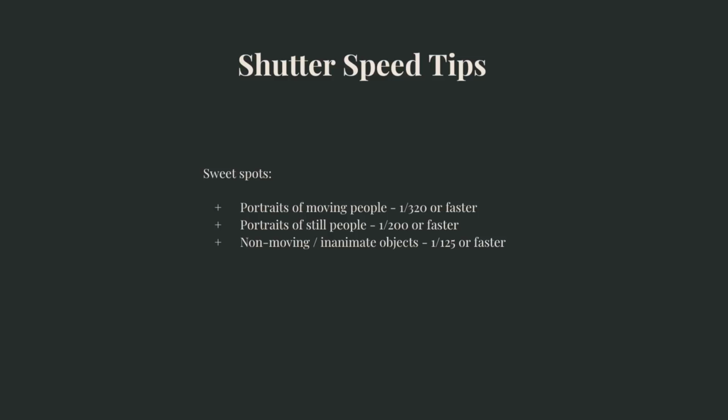And then if I'm shooting non-moving inanimate objects like detail shots, I'm shooting at 1/125th or faster. I still am probably shooting a lot faster than that if I can, but if I don't have all the light I need, then I will let it drop down that low because my subject isn't moving at all.